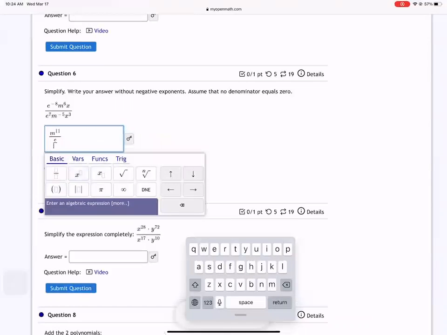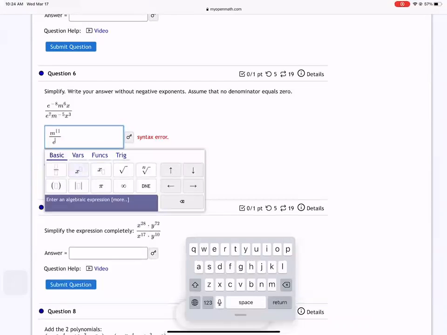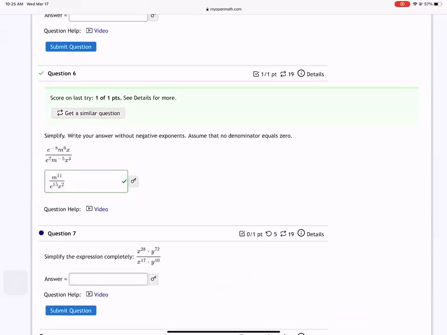Exponent of, we said, I think 15. Yeah, 15. And we also have an x squared left. So x squared. Make sure you do practice typing that so you don't waste time. Submit. Yeah, I got my credit for it.